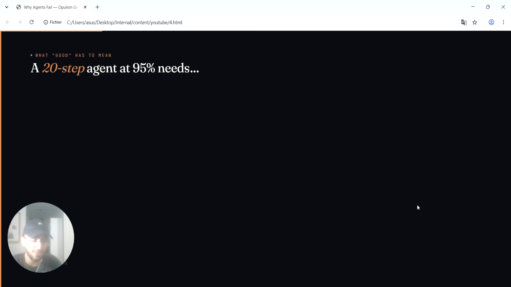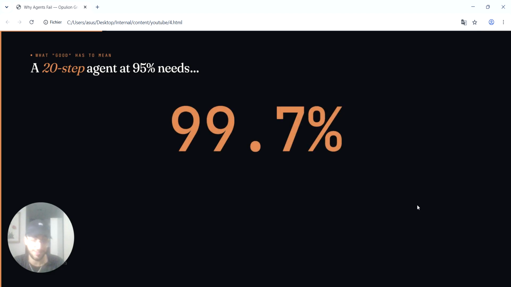So what does each individual step need to hit in order for this metric to happen? It needs to hit 99.7%. We're not talking about 95, because that's not even close here. 99.7. That's 997 times out of 1,000. Every step, no exceptions at all.